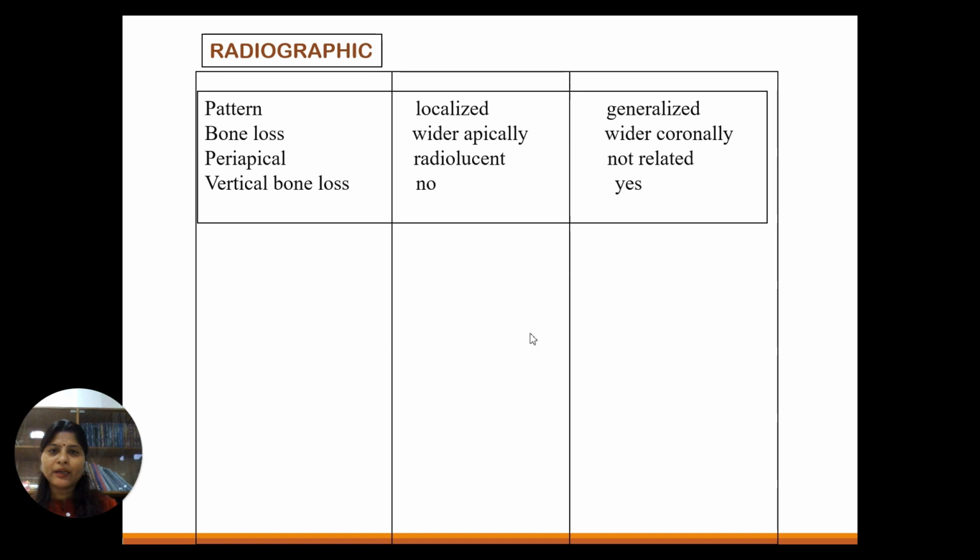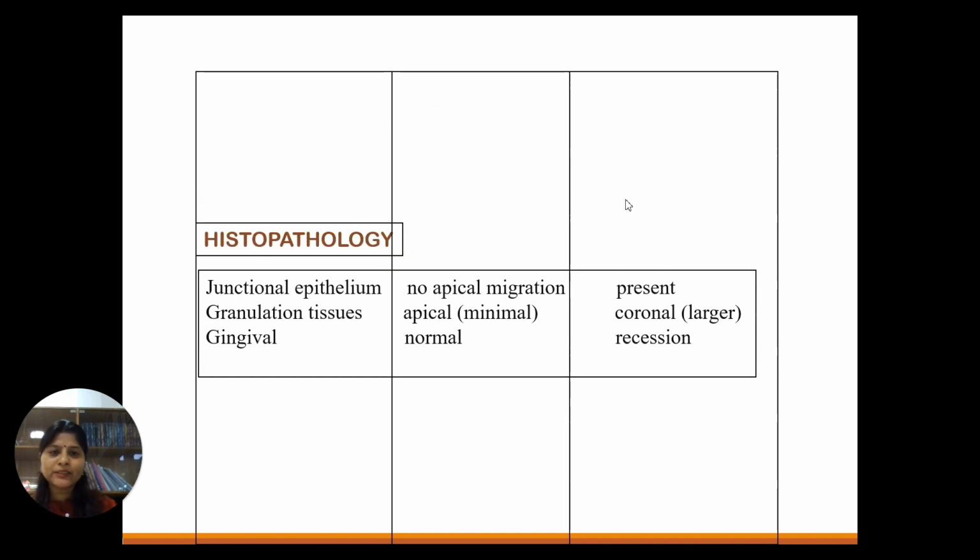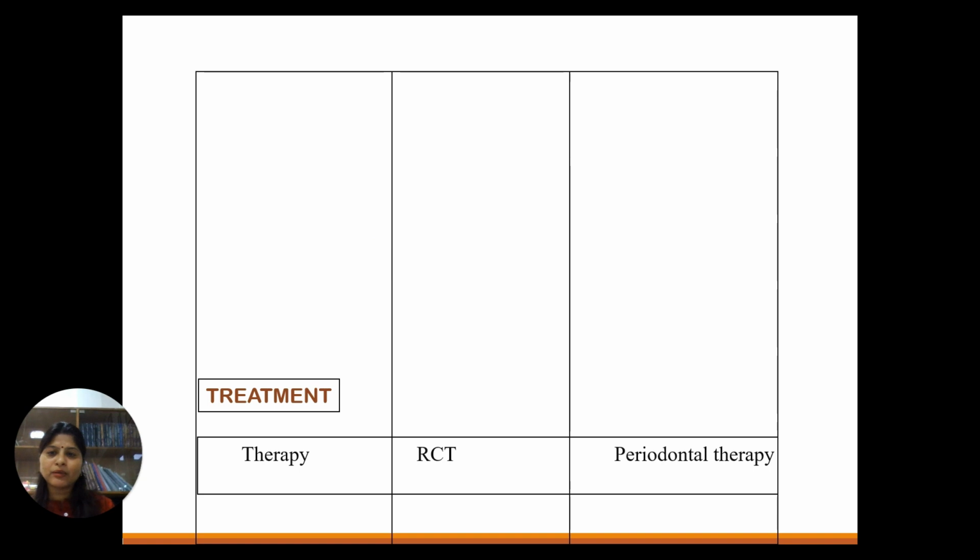When seen on radiograph, the lesion will be localized and wider apically in pulpal disease, whereas it is wider coronally and generalized in case of periodontitis. Vertical bone loss is generally seen in periodontitis and not in pulpal involvement. Also, periodontal pocket formation is seen in periodontitis, which is not seen in case of pulpal disease.